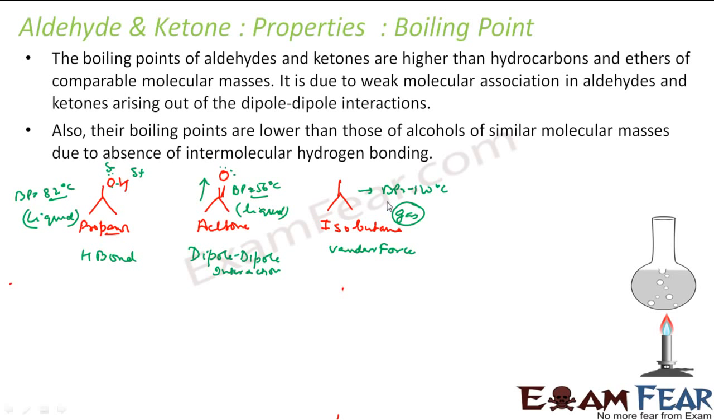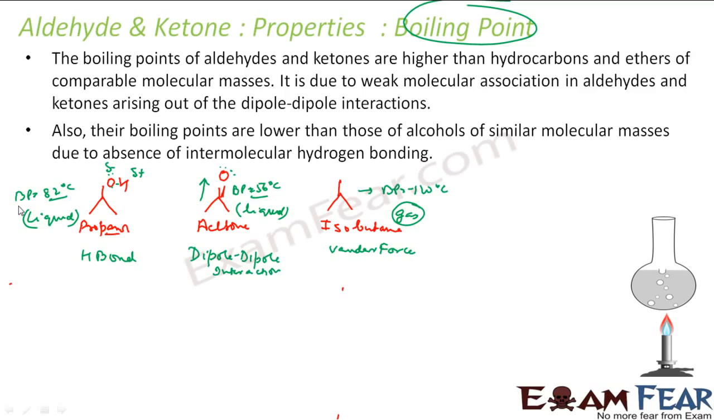So they have similar molecular mass, but the structure is different. The structure plays a critical role in determining the boiling point and the state of a particular compound. Correct? So with this you understand that if a compound has a hydrogen bond, there is a high chance that it will be a liquid and it will have a higher boiling point.